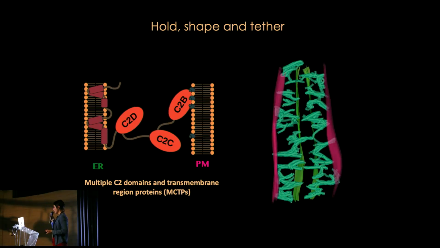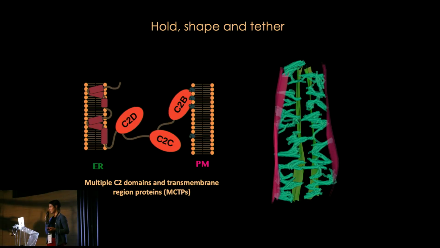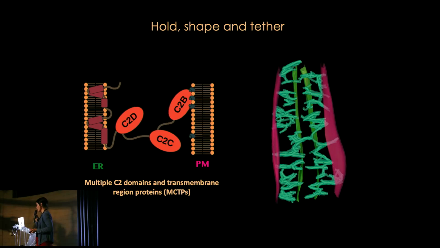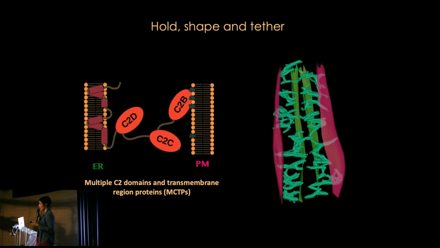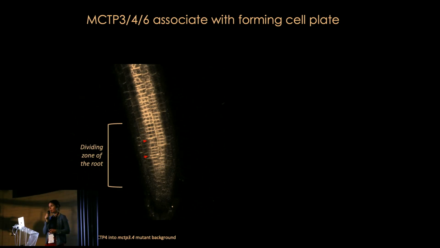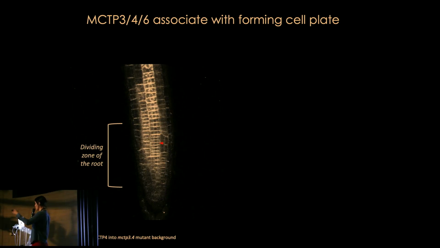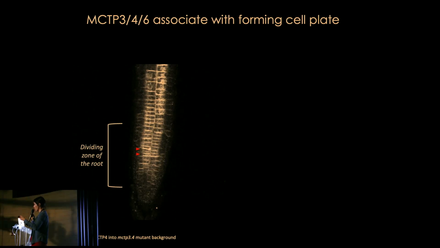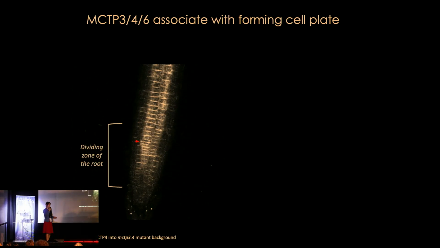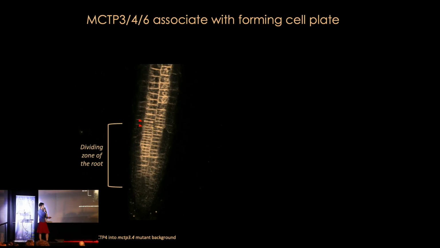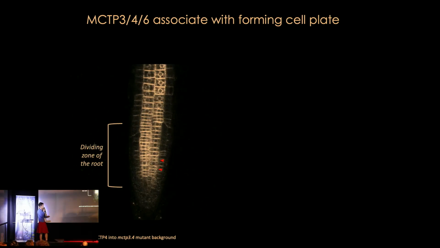But the ER alone cannot do that. So we went back to our proteins, MCTP tethers, and we saw that they might indeed be regulatory elements, but they could also be structural elements, right? And so we look at them not in mature plasmodesmata, but during cell division, during the formation of the cell plate. And we can see that those members I told you about, 3, 4, 6, associate with dividing cells.